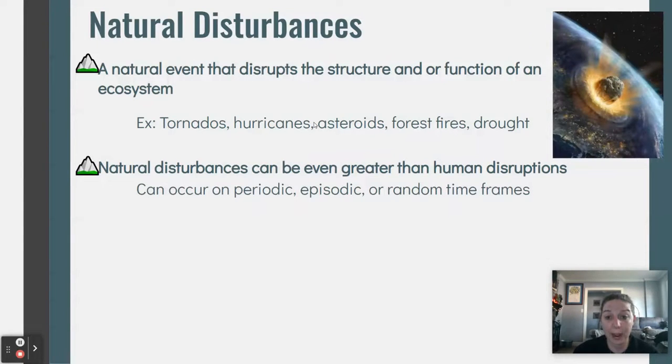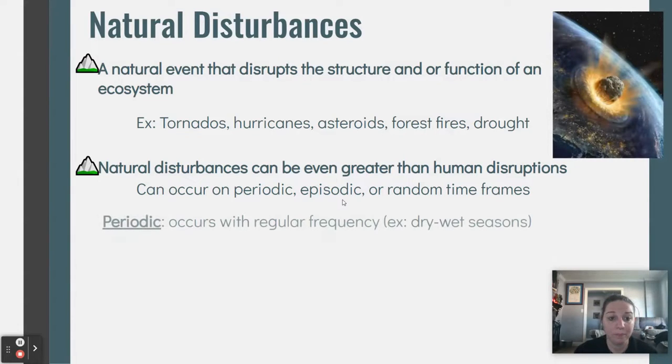And we have three time frames that these natural disruptions can happen on: periodic, episodic, or random. So periodic is going to occur with pretty regular frequency. So we're actually able to relatively accurately predict when these are going to happen. An example would be in the savanna of Africa. They have dry and wet seasons that happen at the relatively same time every year.